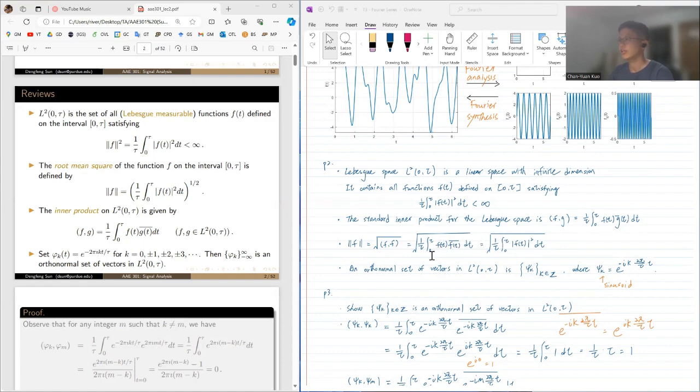There's also one thing that I'd like to mention. There is an orthonormal set of vectors in the Lebesgue space, and this set of vectors is the set of functions psi k. Each psi k is equal to e to the negative i k times 2 pi over tau times t. You can see that this psi k is going to be a sinusoidal function.